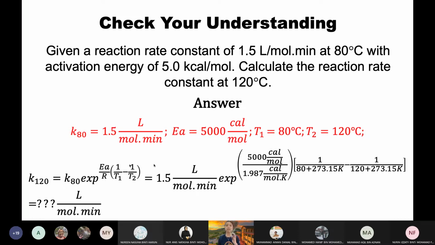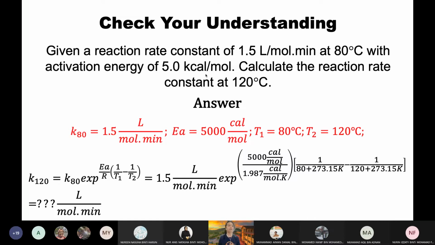So you replace K1 as 1.5. Exponential in bracket, okay, sebab R value dia, now we will use 1.987 calorie per mole Kelvin. Okay, we will use R value sebab saya punya nilai EA dalam bentuk calorie. But don't forget, since it's calorie and the value given to us is in kilocalorie, you must again multiply 1000. Sama je. Kilojoule ke joule darab 1000, kilocalorie ke kalori pun darab 1000. So 5 kilocalorie per mole become 5000 calorie per mole.